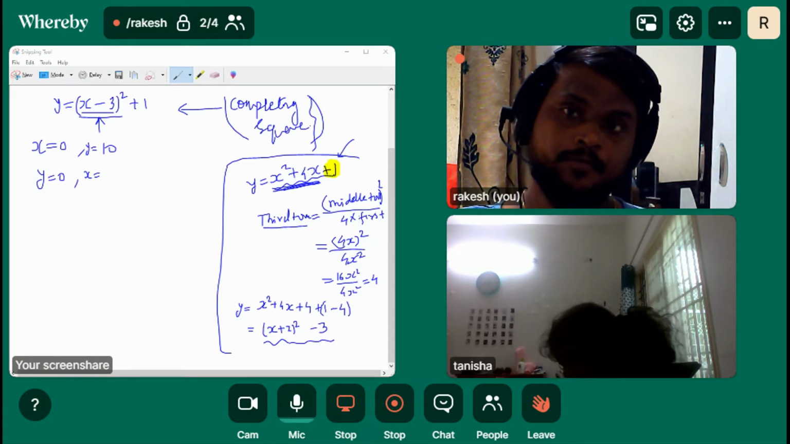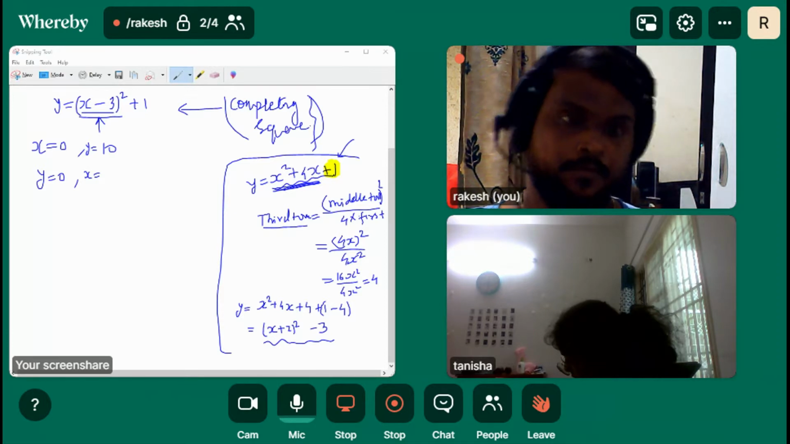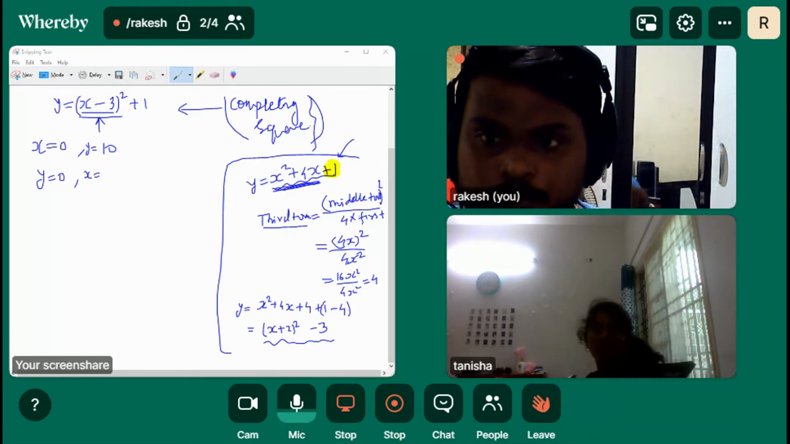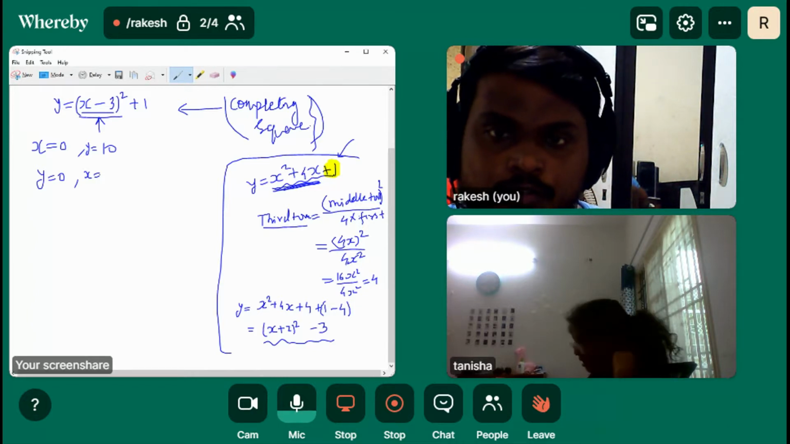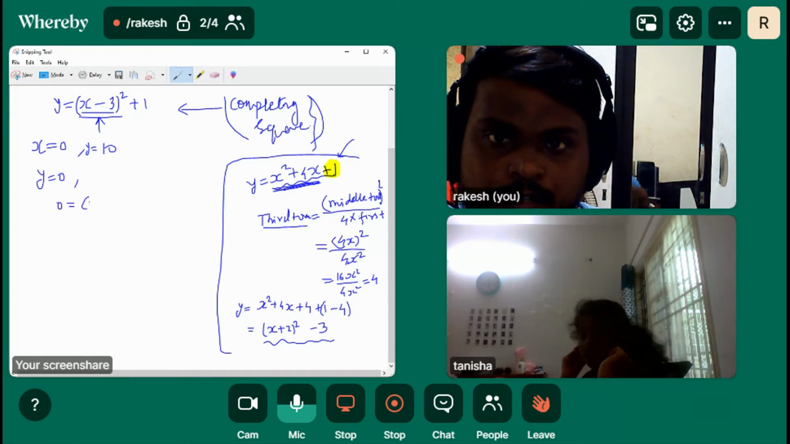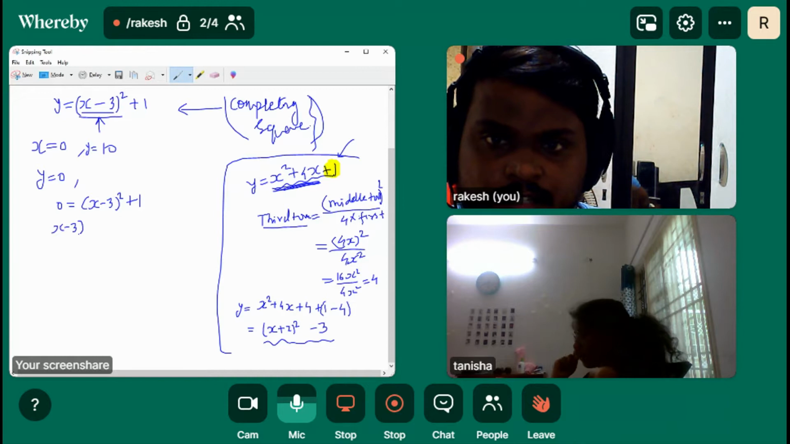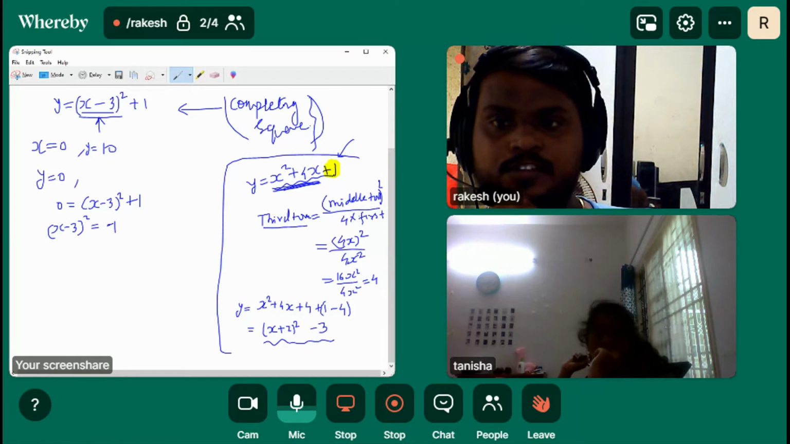So it's either 2 or 4. 2 and 4. Yeah, 2 and 4. So when y is equal to 0, 0 is equal to 2x... minus 0 and 4 comma 0. Yeah, so let me check that, x minus 3 the whole square is equal to minus 1. Not possible, because square root of a negative number is not possible.